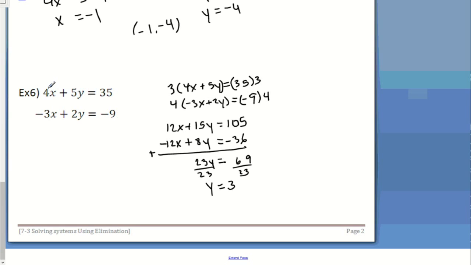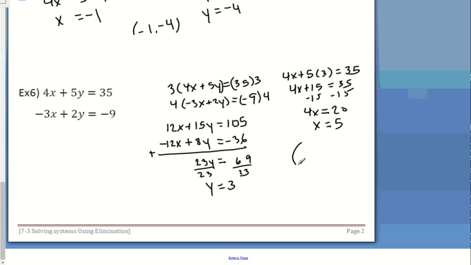I'm not done, because now I know what y is. Now I've got to solve for x. So I'm going to go back to the first equation. 4x plus 5 times 3 should equal 35. So 4x plus 15 is equal to 35. Subtract 15, subtract 15, and I get 4x is equal to 20. So x is 5. So where do they cross? 5 comma 3. That's my answer.